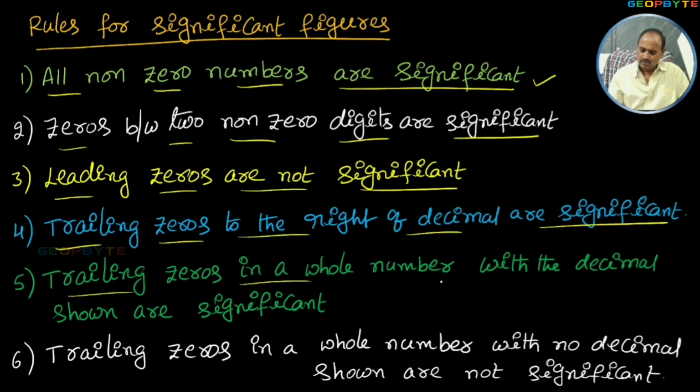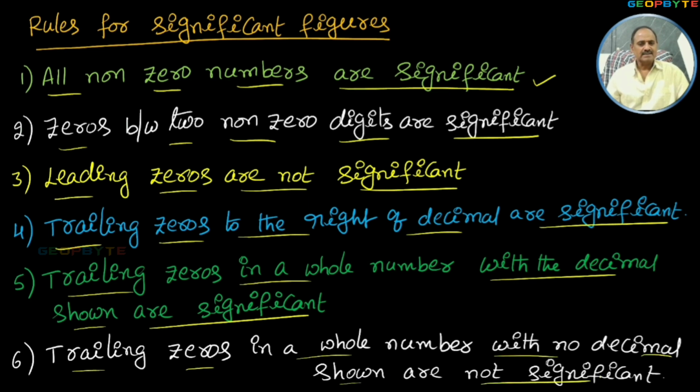Trailing zeros in a whole number with the decimal shown are significant. Trailing zeros in a whole number with a decimal are coming under significant. Trailing zeros in a whole number with no decimal shown are not coming under significant. These are all the points we have already discussed.